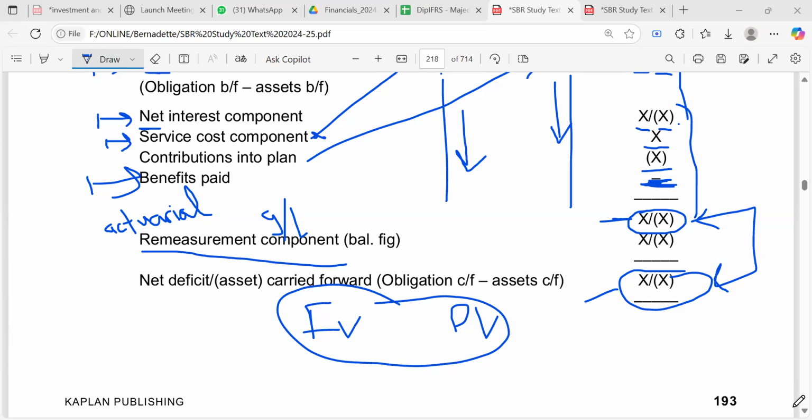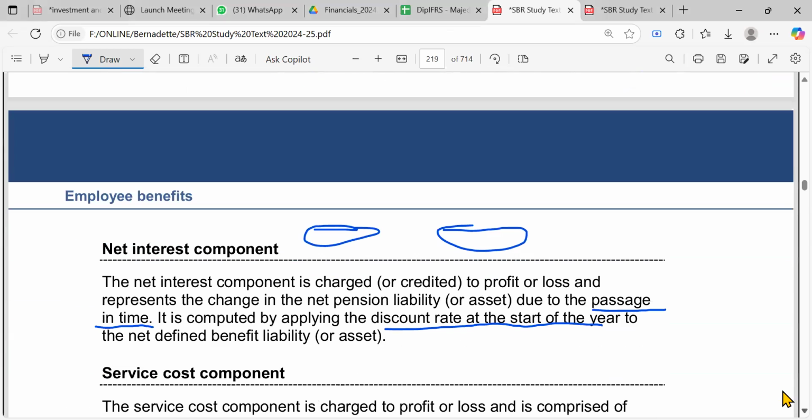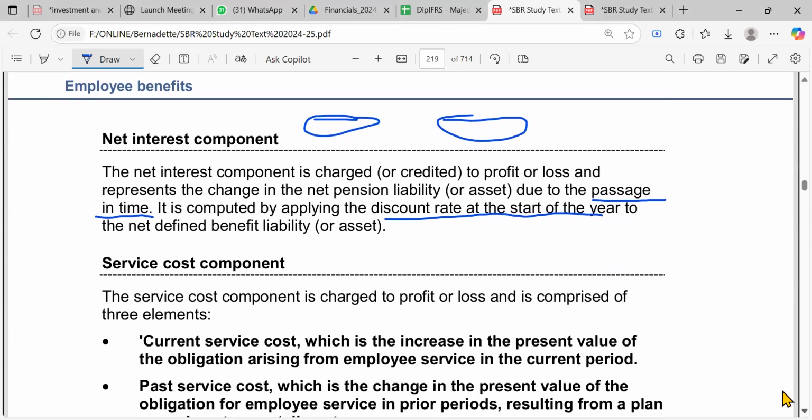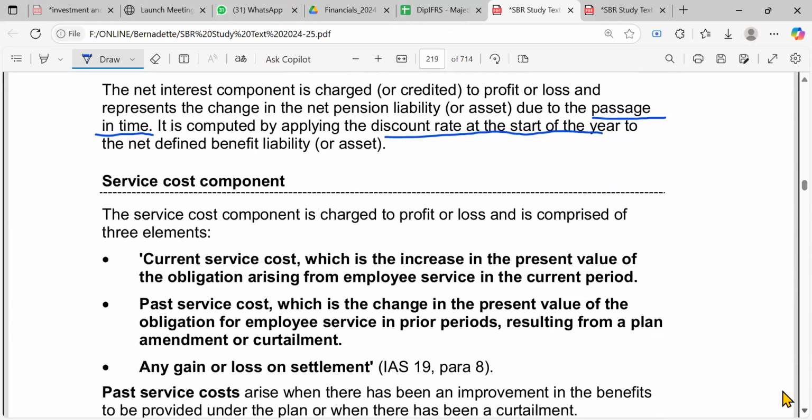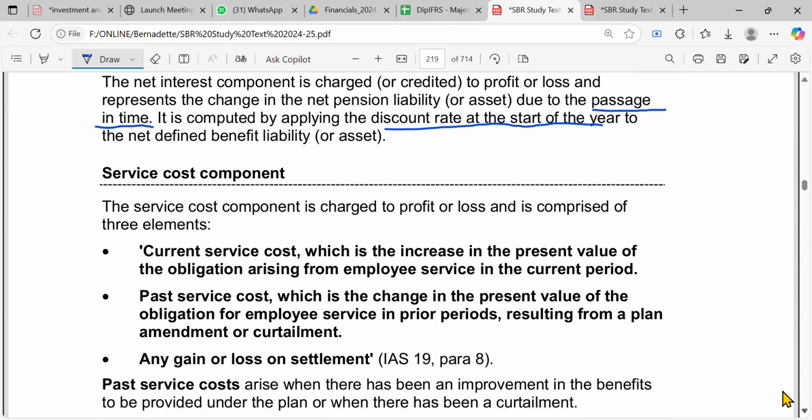So we are on the interest component. We are done with that. Then we are at the service cost component. The employees work. Since they work, that's what makes them entitled to receive the benefits, right?